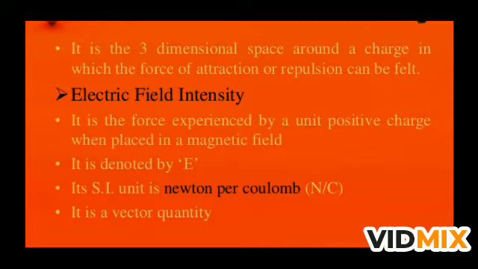SI unit of electric field is newton per coulomb, and it is a vector quantity. Means the direction of the field is the direction in which a positive charge would move. In the direction of positive charge, the electric field is there. Means for a positive charge, the electric field is away from the charge. For a negative charge, the electric field is towards the charge.